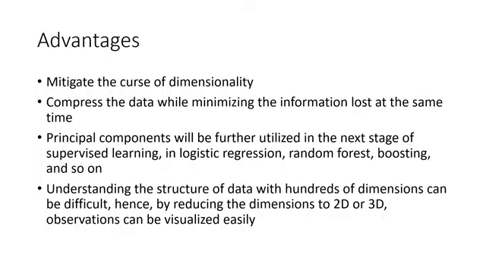So higher dimensionality is always a problem in data science. And PCA is one of the techniques which could mitigate the curse of dimensionality. Why? Because it reduces the data dimension. So what are the other advantages? It compresses the data while minimizing the information loss at the same time. It compresses, but it also makes sure that a lot of information is not getting lost. If there is too much information loss, then again it does not make sense, right? You're losing all the information while compressing.